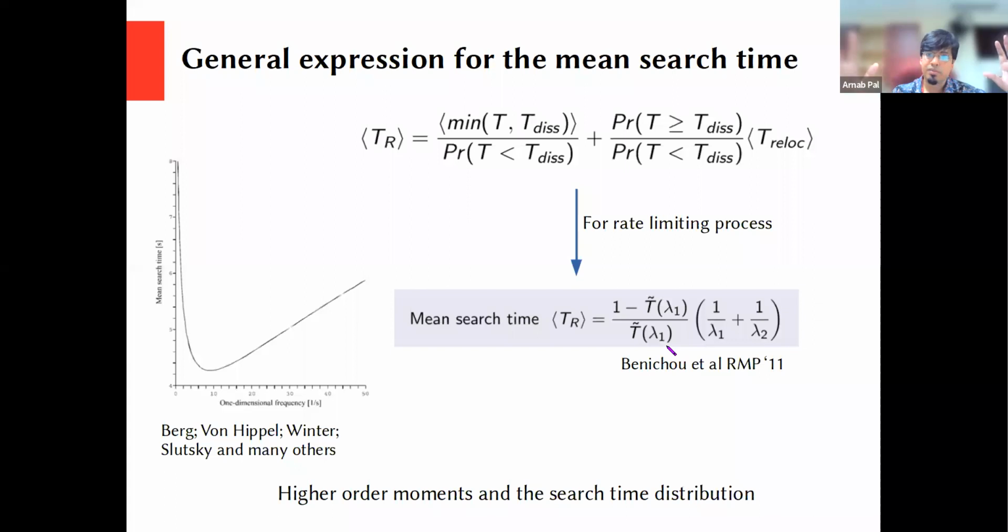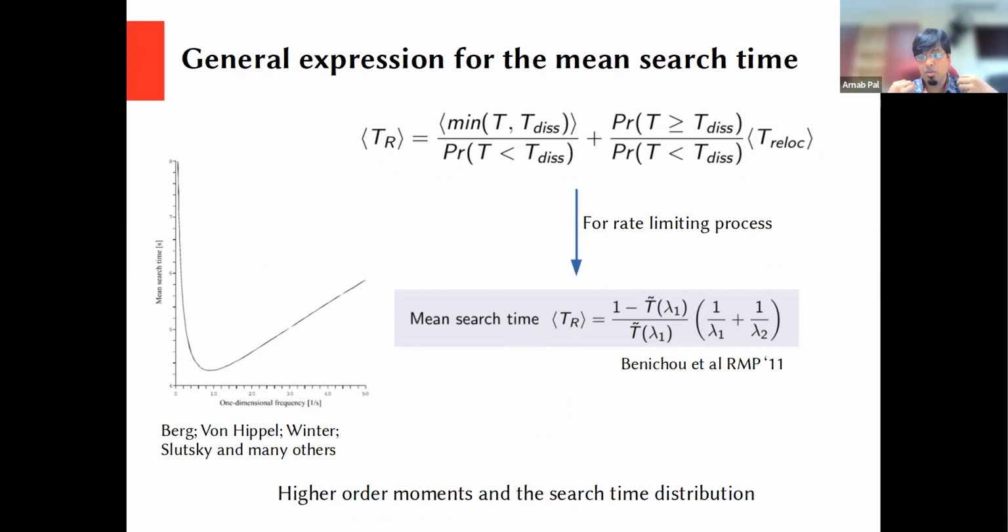There is some sort of mathematical expression. Do not get bothered by this. But the essential point is, if you plot this as a function of lambda one, which is basically the dissociation rate, you see this kind of non-monotonic behavior, right? And this is what people have actually seen before in much other literature.